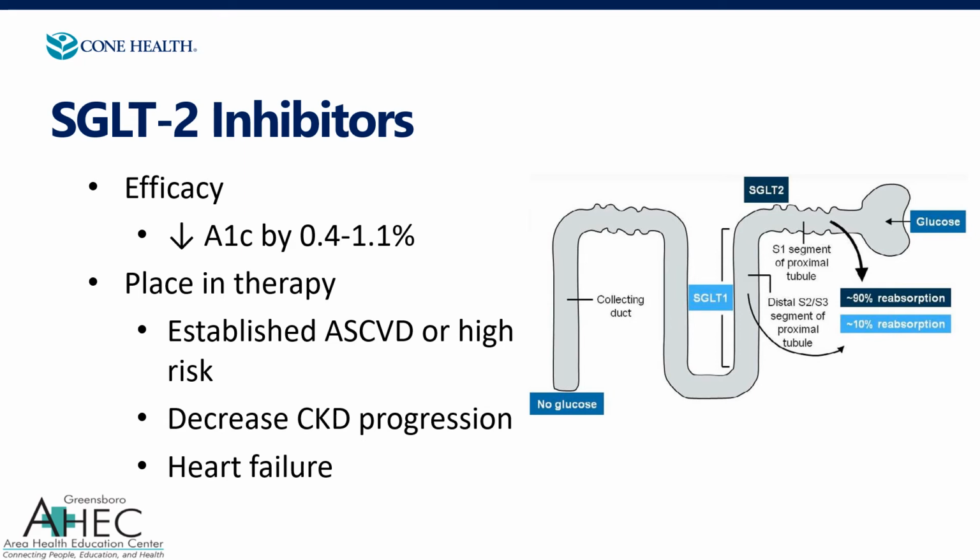The efficacy of SGLT2s is a little bit lower compared to GLP-1s at about 0.4 to 1.1% reduction. Their place in therapy is for patients with established ASCVD or high risk, specifically the SGLT2s with cardiovascular outcomes, and then using them in patients with CKD to decrease CKD progression, and then lastly for patients with heart failure.